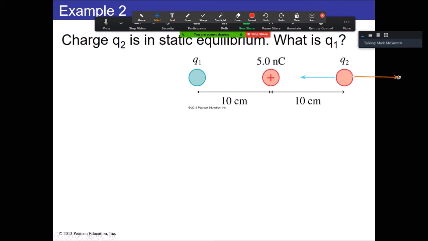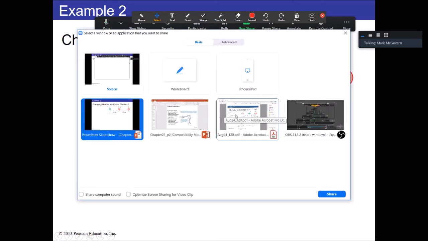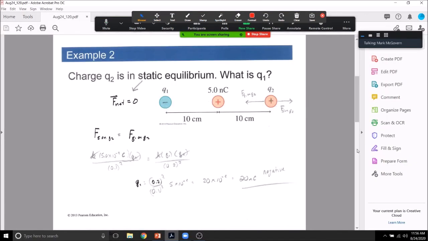Let me shorten this one up just a bit. Maybe there. So now, how do we do this? Well, we're twice the distance, right? So it seems like this charge is going to have to be bigger, but by how much? Let's look at it. Let me switch to my example.